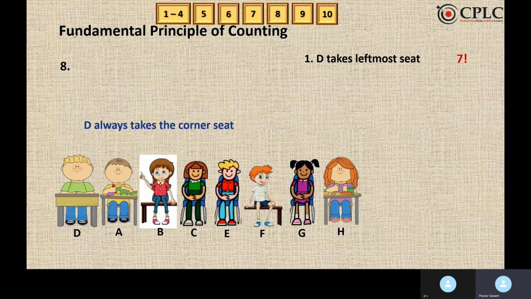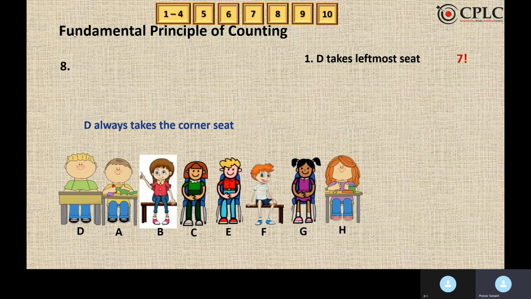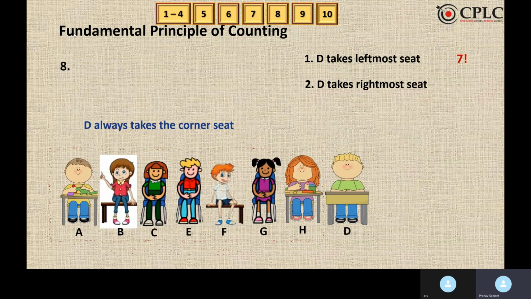Also, D can sit interchangeably, that is on the leftmost corner and also on the rightmost corner. Hence, there are two ways of D sitting. So it will be 7 factorial into 2. Option 4 is the final answer. 7 factorial plus 7 factorial or 7 factorial into 2, it's one and the same.